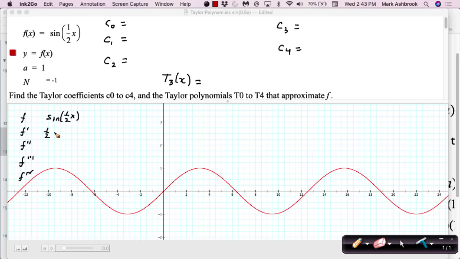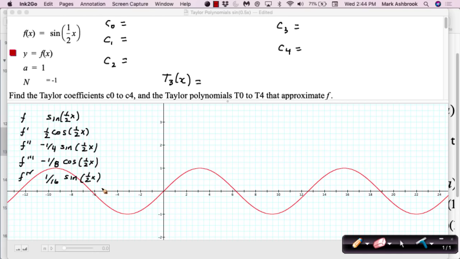First derivative is 1/2 cosine 1/2 x, right? Did you find that? Second derivative is negative 1/4 sine of 1/2 x. Third derivative, negative 1/8 cosine 1/2 x. And fourth derivative, is it positive 1/16? Do I got those right? Did I make any mistakes?